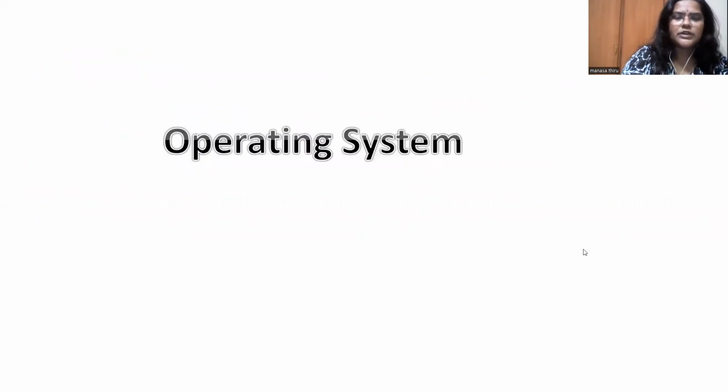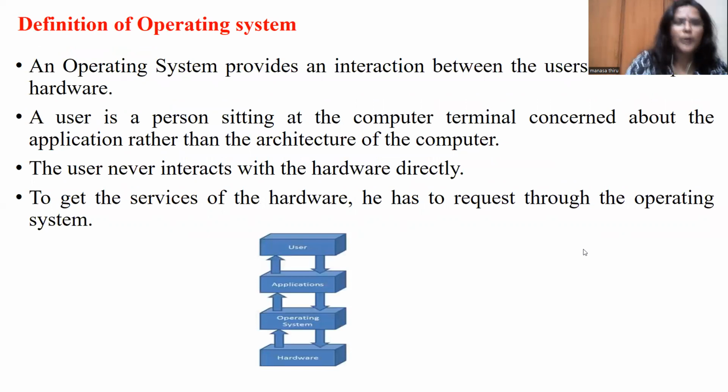Let's discuss the introduction of the operating system. An operating system provides an interaction between the user and computer hardware. That means the operating system acts as the driver in the computer. It will operate all the systems. It will take control of all the input devices, hardware parts, and software devices. That's why we say it is the interaction between the user and the computer hardware.